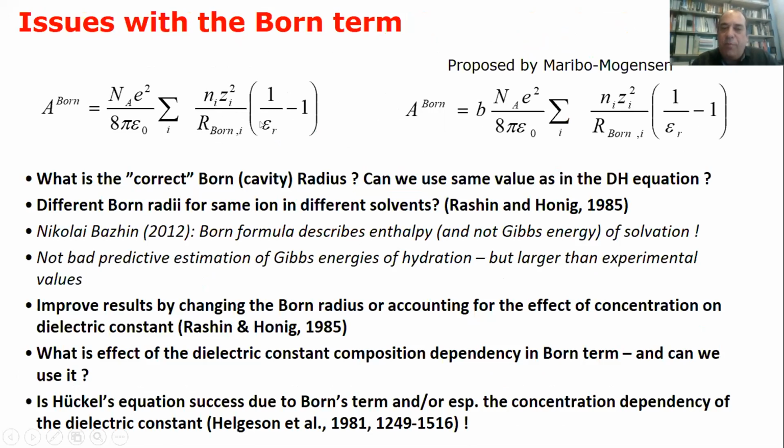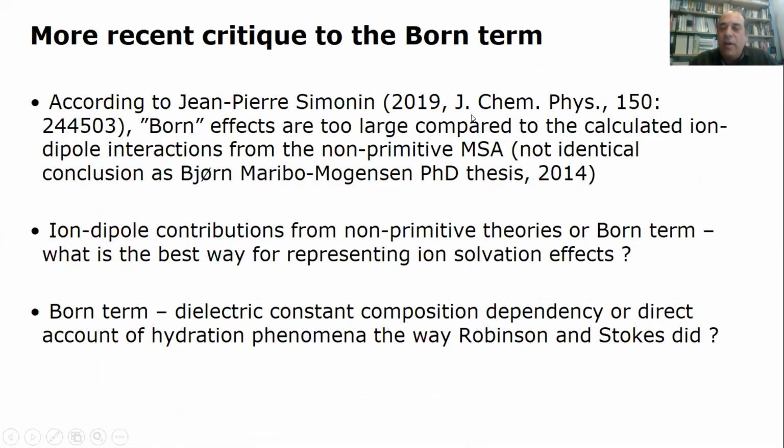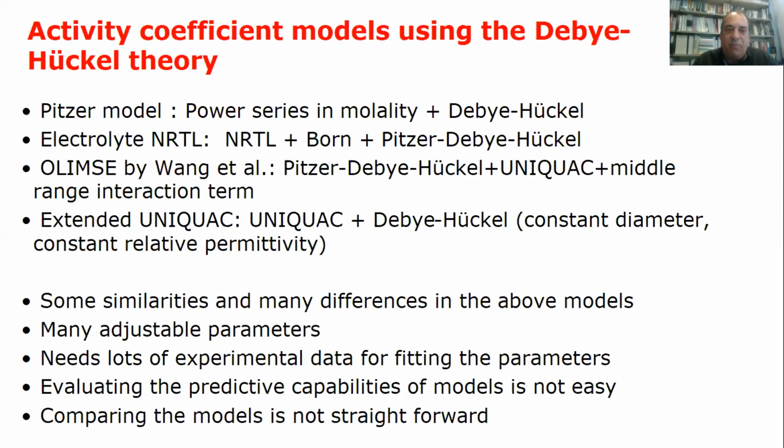What should we put for the dielectric constant? Should we make changes in the Born equation? How is the agreement of the Born equation with non-primitive MSA and other theories? Jean-Pierre Simone had a recent very interesting paper mentioning big differences between the Born equation and the non-primitive MSA. So there are serious issues with the Born equation, but nevertheless, an interesting model.